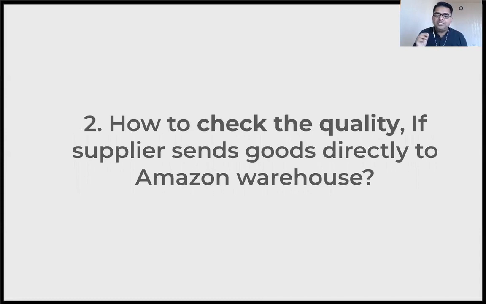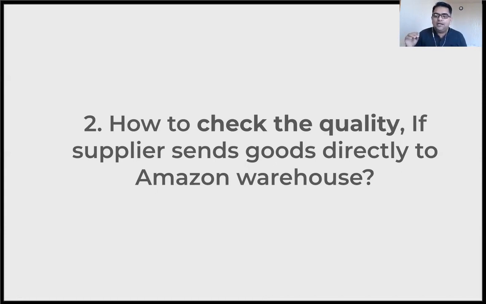Number 2, how to check the quality if the supplier sends goods directly to the Amazon warehouse. Now you have placed your order, and your supplier is going to send 200, 300 units directly to Amazon. How to check the quality? When you are getting started, you should not send directly. You have to send those goods to your place, your home, your office, or wherever it is, for the first couple of times to check that everything is correct. Then you can schedule a pickup from Amazon.